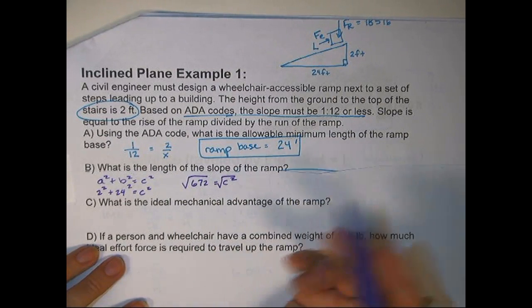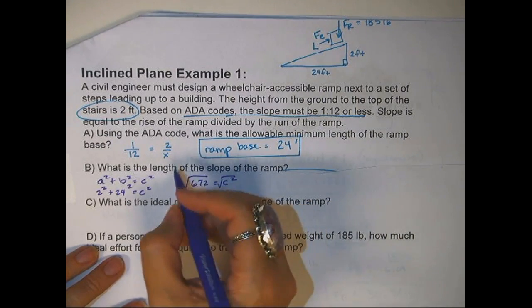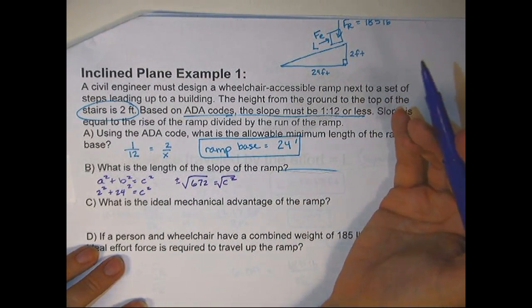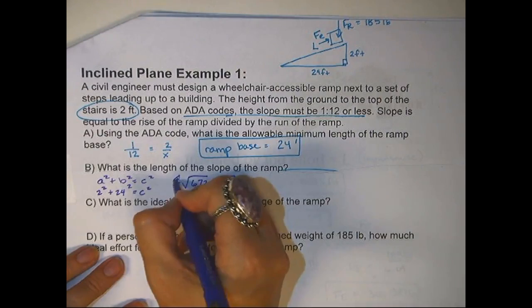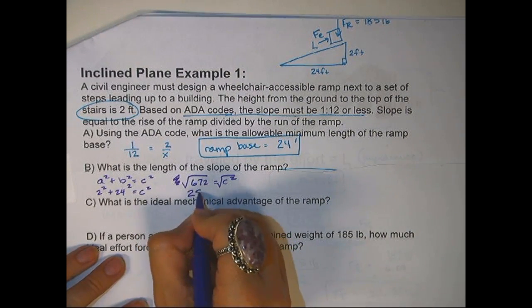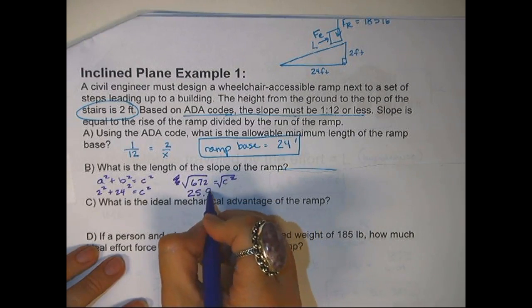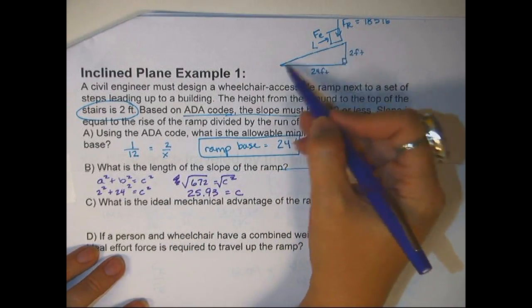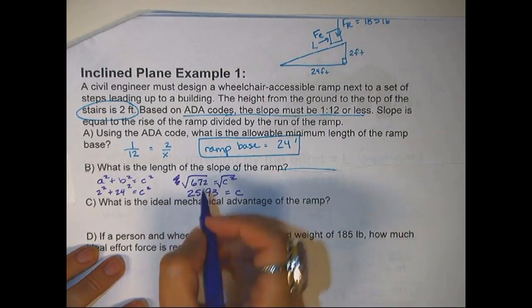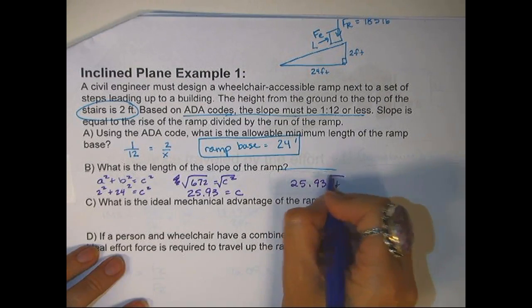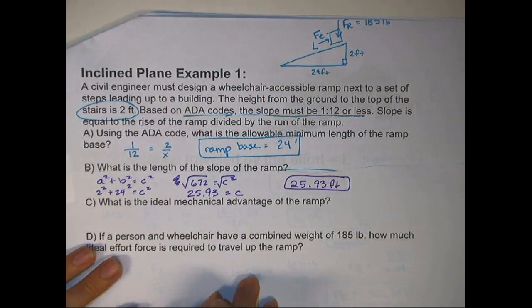And remember, really, from Algebra 1, we'd say plus or minus here. But can the length of this ramp be a negative? No, so we don't need to worry about that part. And when we do the square root of that, we get 25.93 equals c, and that should make sense because our hypotenuse needs to be slightly longer than the other sides. So 25.93 feet is a reasonable answer.